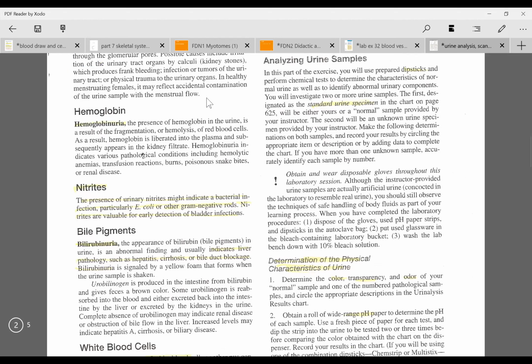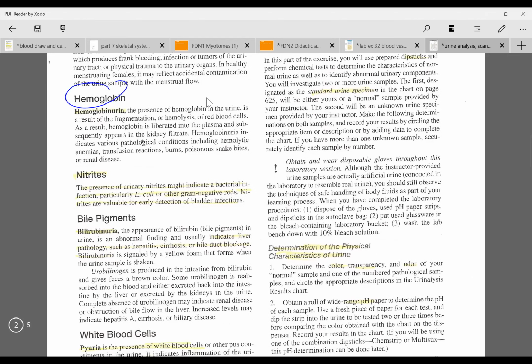Hemoglobin, if you do find it, is hemoglobinuria, the presence of hemoglobin in the urine. The fragmentation or breakdown, so hemolysis, of red blood cells causes the hemoglobin to be released into the plasma, and it can go through the kidney and end up in the urine. Hemolytic anemias, transfusion reactions, burns, poisons, and renal disease can cause that.